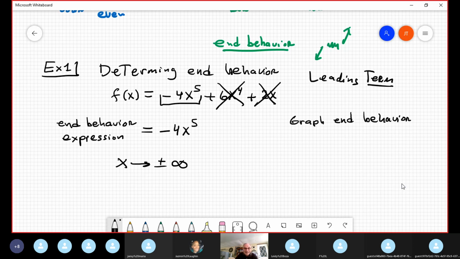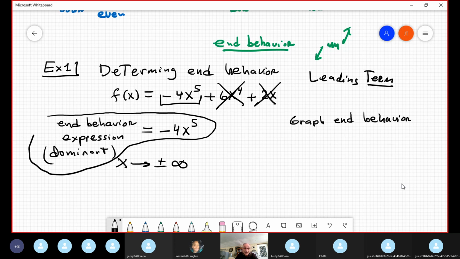So the end behavior expression is the dominant. Dominant means the term that is increasing faster. It is obvious that the exponent 5 increases faster than exponent 2 and faster than exponent 1 and exponent 3. In this case, we have no exponent 3, it's missing, but exponent 1. So you take always the term that is increasing faster, that is exponent 5. And this is the end behavior expression. That is the reason. It's dominant in infinity, and the rest no.